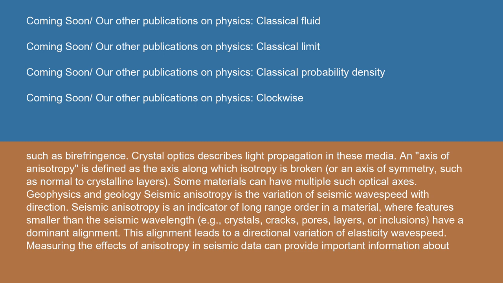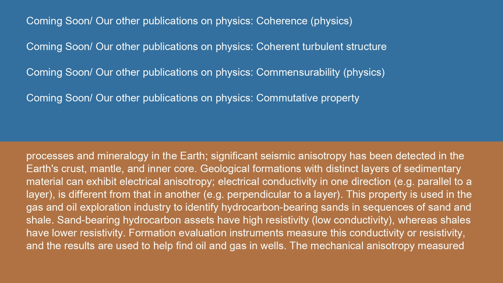This alignment leads to a directional variation of elasticity wave speed. Measuring the effects of anisotropy in seismic data can provide important information about processes and mineralogy in the Earth. Significant seismic anisotropy has been detected in the Earth's crust, mantle, and inner core.